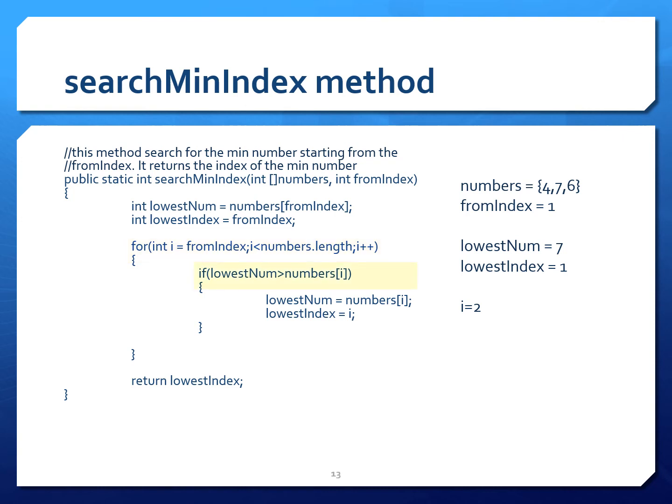In the second loop, we compare the current lowestNum with the array integer numbers[2]. lowestNum is currently 7. numbers[2] is currently 6. So the condition is true. Since the condition is true, it means a new lowest number is found. So we set lowestNum to 6 and lowestIndex to 2. Finally, the loop has ended and it returns the lowestIndex, which is 2.